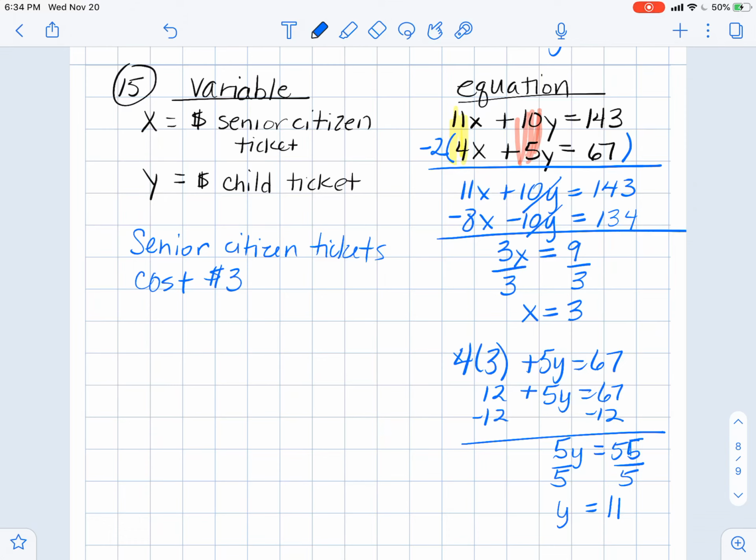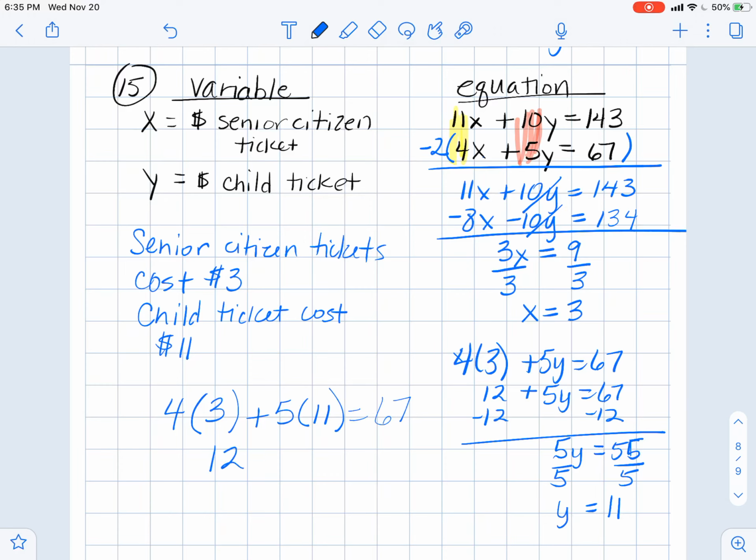Okay, so that means that children tickets cost $11. And again, we could check that if you come up here and I say 4 times the senior citizens plus 5 times the child should be 67. And that's 12 plus 55, and that is 67. So we are checking out. Okay, final answer.